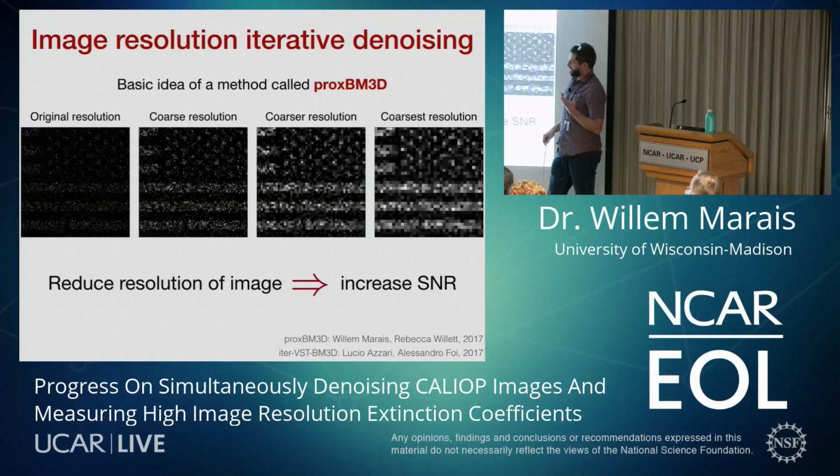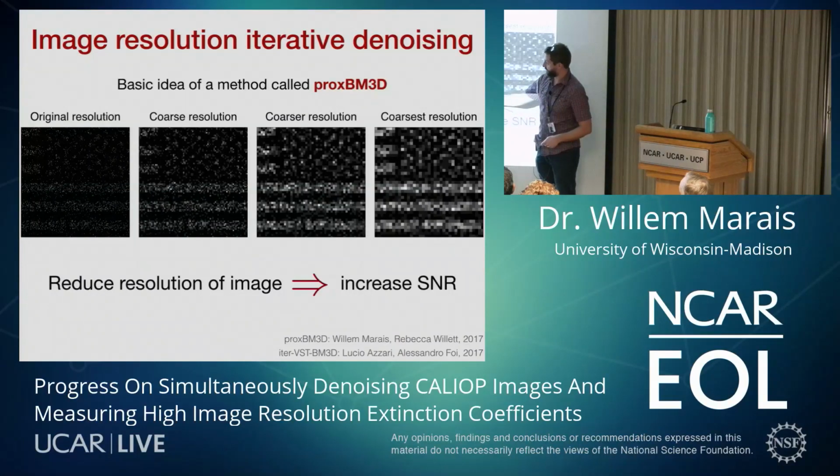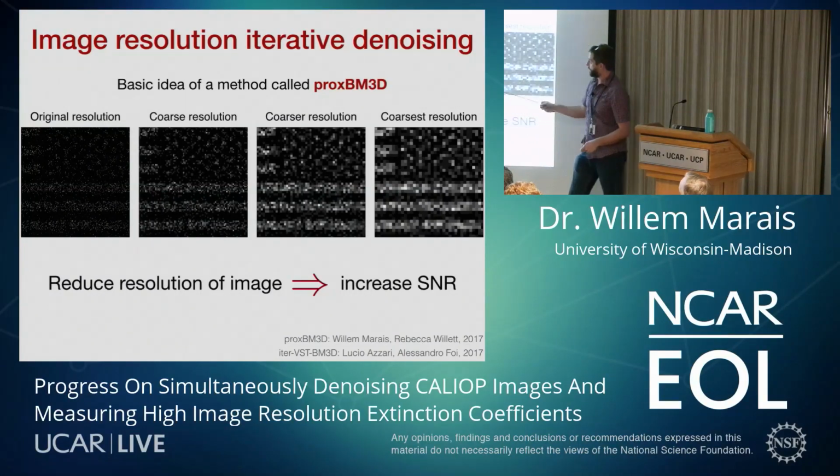So what makes Poisson noise, or the noise that CALIOP has, unique is that if you reduce your image resolution by binning the photons together, you increase the SNR, but you're sacrificing resolution. And that's what I show in this slide. So if you have a coarser resolution, and you reduce the resolution again, and you have a very coarse resolution, the SNR increases.